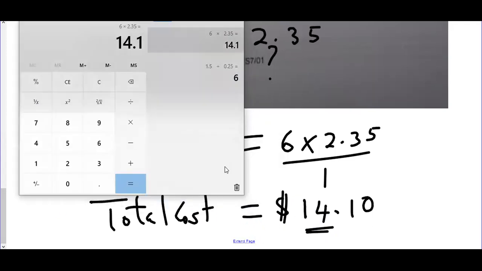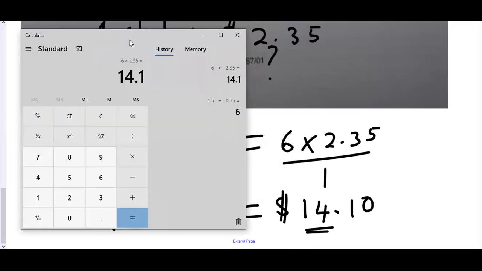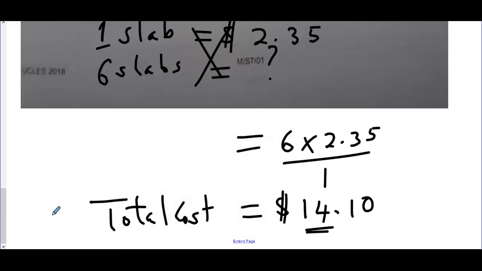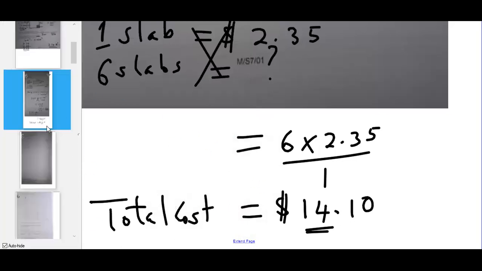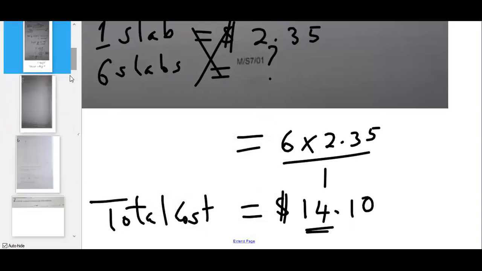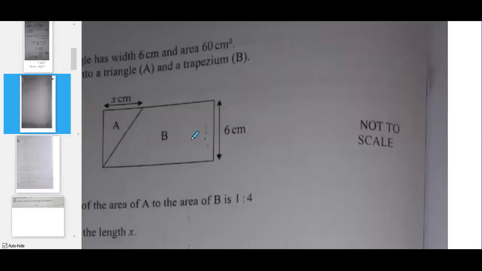Anyway, you can try to use your calculators, because I'm using this calculator and it's giving me a hard time because I'm not used to it. So let me delete all the history. There we go. Now you can use your own calculator and then come back to me, because this calculator is giving me a hard time.